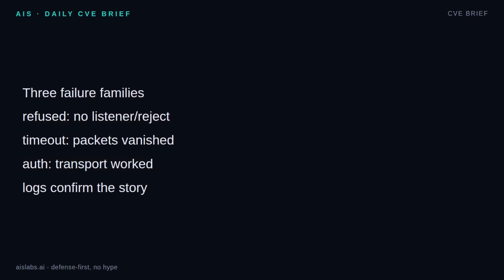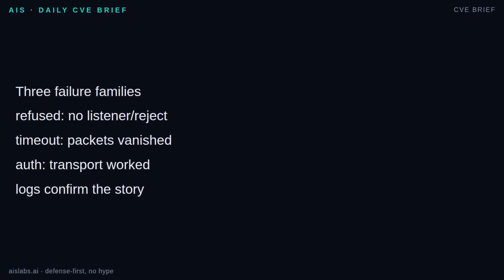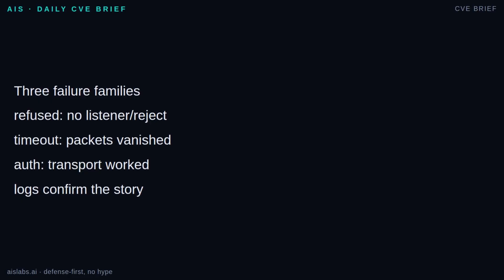SSH troubleshooting is faster when you sort failures into 3 families. Refused means the network path reached the destination, but nothing was listening on that port, or a firewall sent an active reject. Timeout means packets disappeared: wrong route, host down, security group drop, local firewall drop, or an upstream filter silently discarding traffic. Authentication failure means the TCP connection, SSH protocol banner, and key exchange all worked. Only the user authentication step failed.